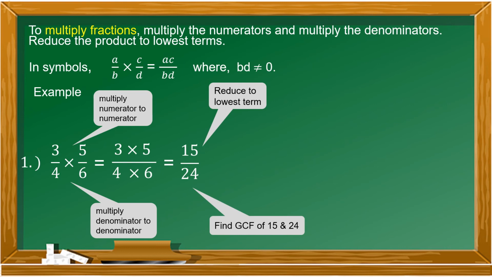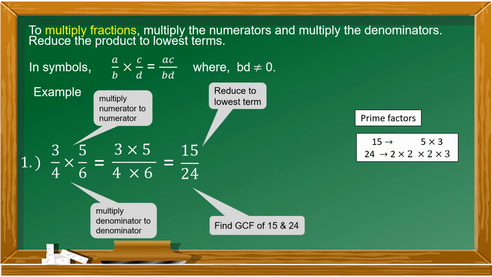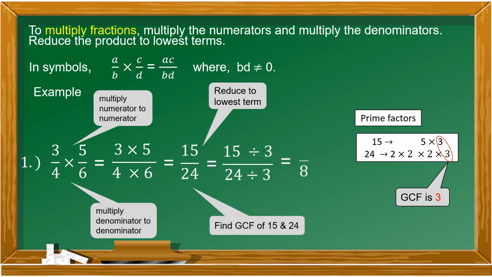Reduce this to lowest term. To reduce to lowest term, find the GCF of 15 and 24 using prime factors. The prime factors of 15 are 5 times 3. The prime factors of 24 are 2 times 2 times 2 times 3. The GCF is the number in common, that is 3. You can now divide 15 by 3 and 24 by 3. Then the final answer is 5/8.